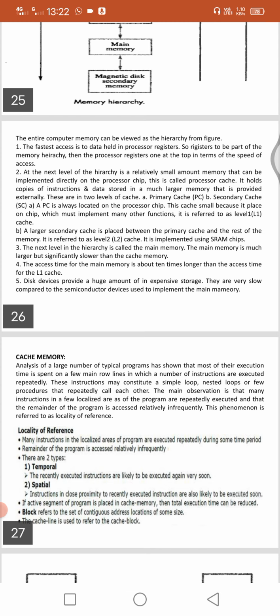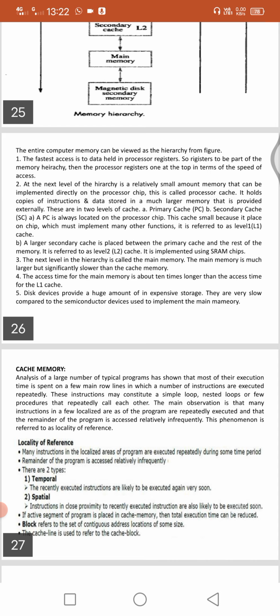The next level in the hierarchy is called the main memory. The main memory is much larger but significantly slower than the cache memory. In size, main memory is larger compared to cache, but in accessing, cache memory is faster than main memory. The access time for the main memory is about 10 times longer than the access time for the L1 cache.